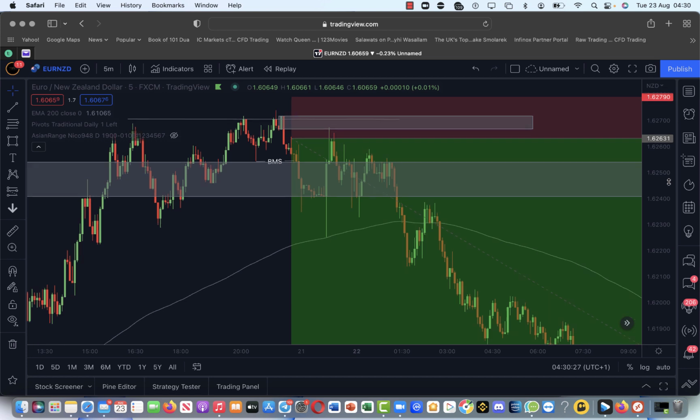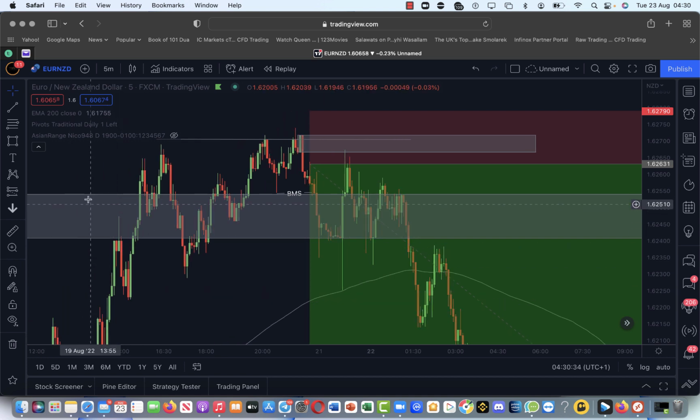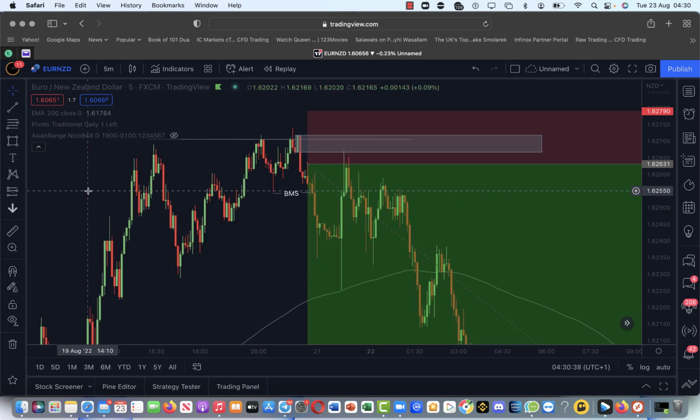So anyway, back to the entry. My entry was on the 5-minute order block, and I held the trade. Just as simple as that. I'm going to take this out because I like my charts to be clean.